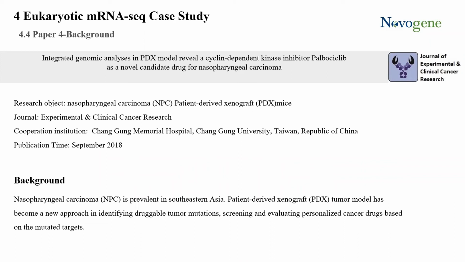The scientists in the paper established 5 nasopharyngeal carcinoma PDXs in a mouse model, and they applied potential drugs in 2 of them to assess their anti-cancer activities. RNA sequencing and transcriptome analysis were performed in 1 of them to correlate with the efficacy of the anti-cancer drug.